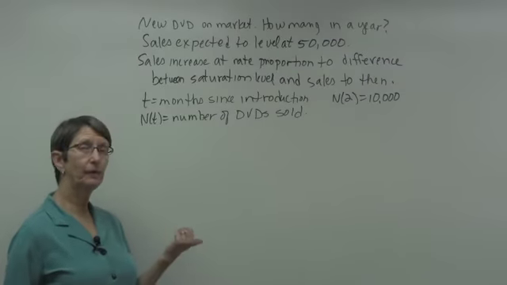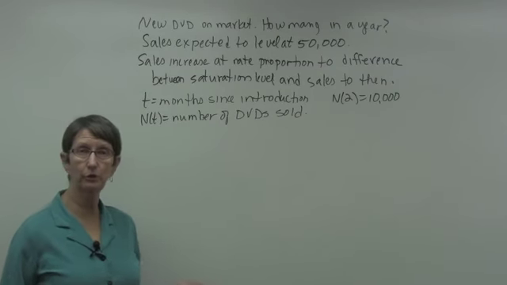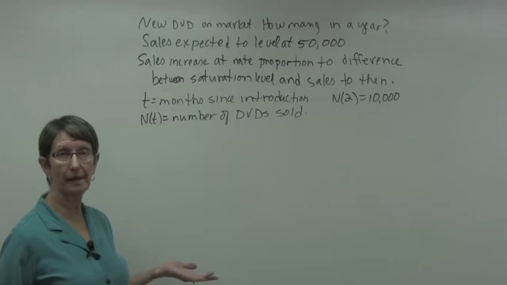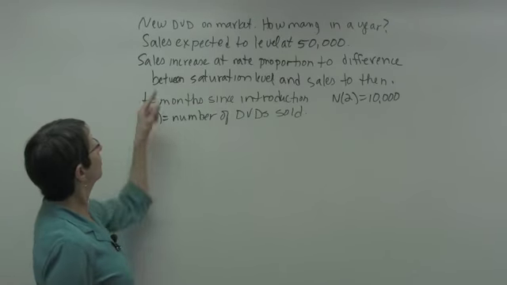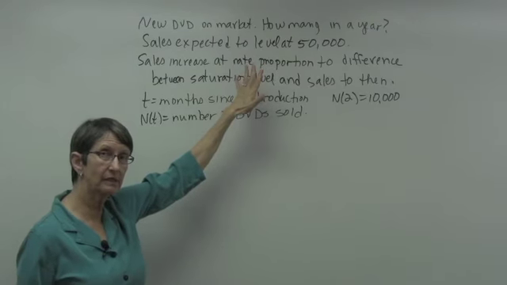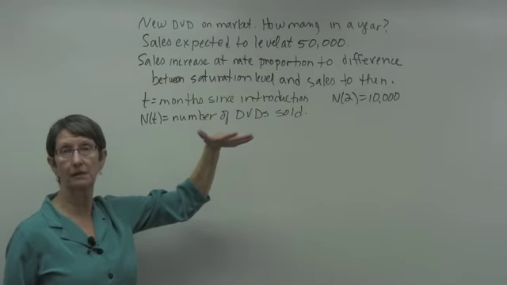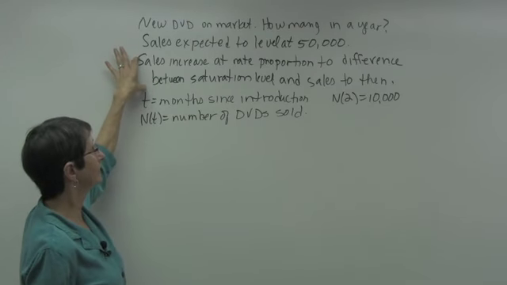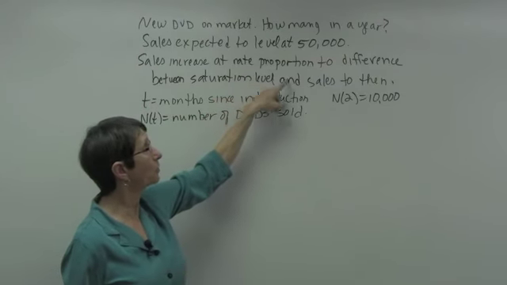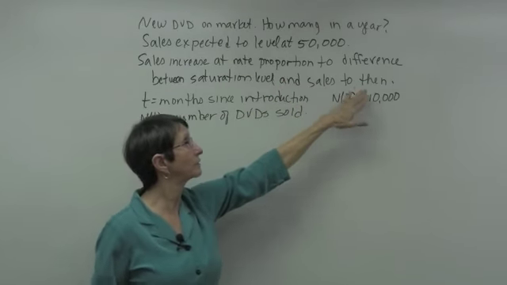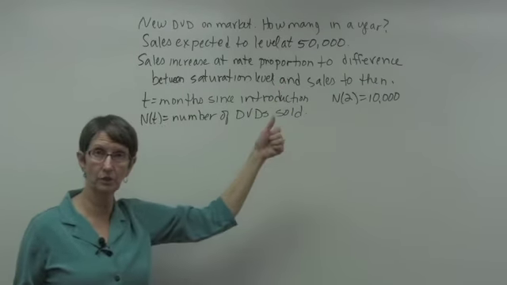In this problem, we have a new DVD that's just been introduced to the market. And the question is, how many can we expect to be sold in a year? Well, one of the issues is that the sales are expected to level off at 50,000, so we do have an upper limit that we can expect. And it says that sales increase at a rate proportional to the difference between the saturation level and the sales up to the saturation level.